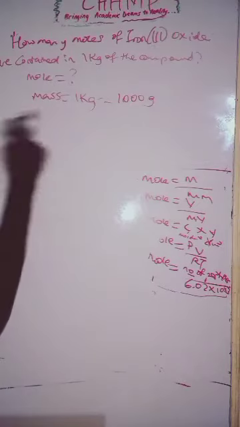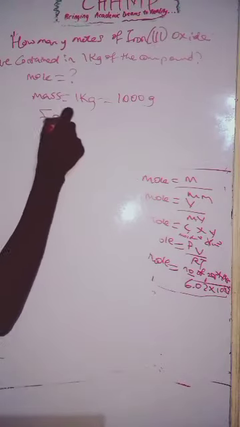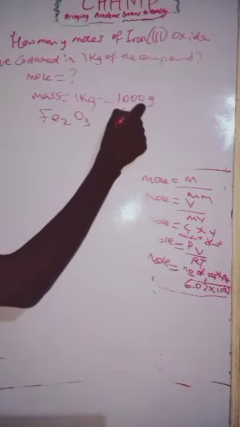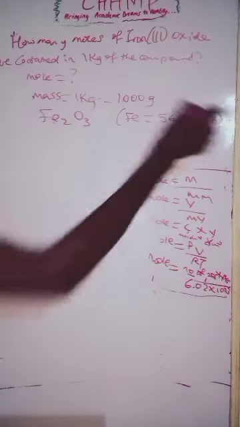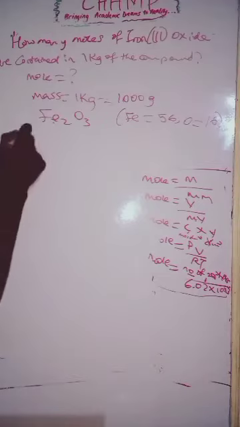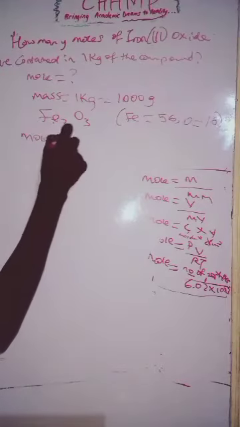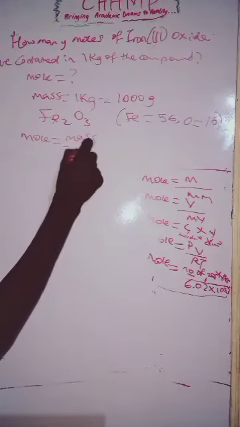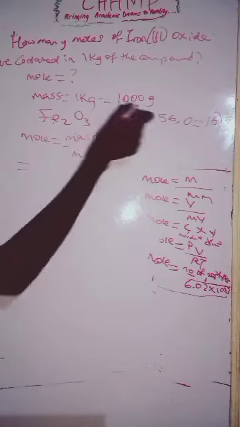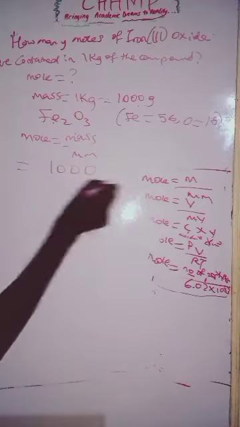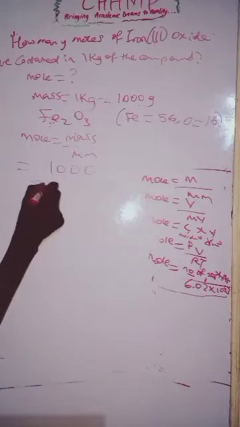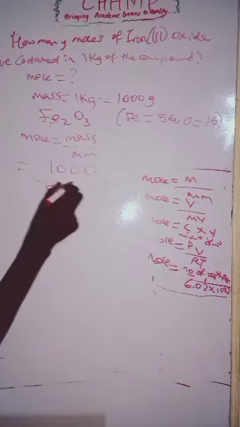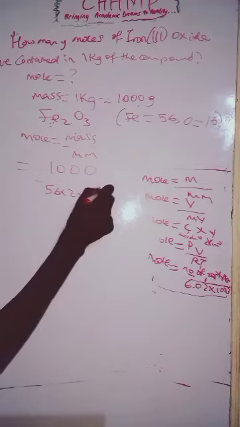They said iron(III) oxide. What's the formula for iron(III) oxide? Fe2O3. Your Fe is 56. They gave you in the question O is 16. So let's move on now. Mole is equal to mass over molar mass. What's your mass? 1000. What's your molar mass? Iron is 56, so this is 56 times 2, plus oxygen, 16 times 3.